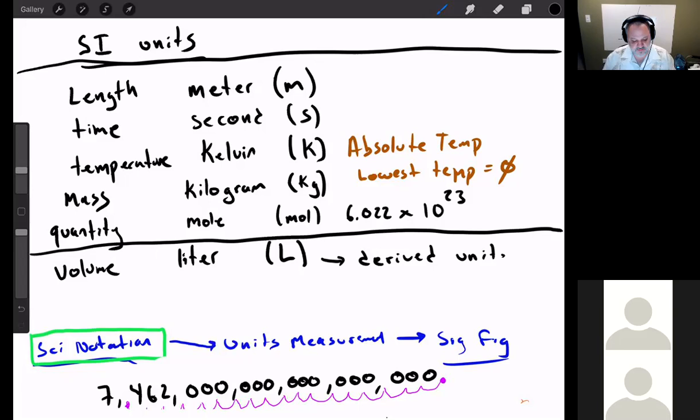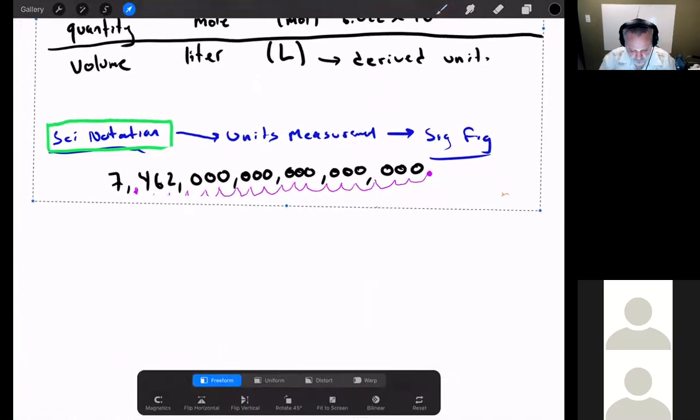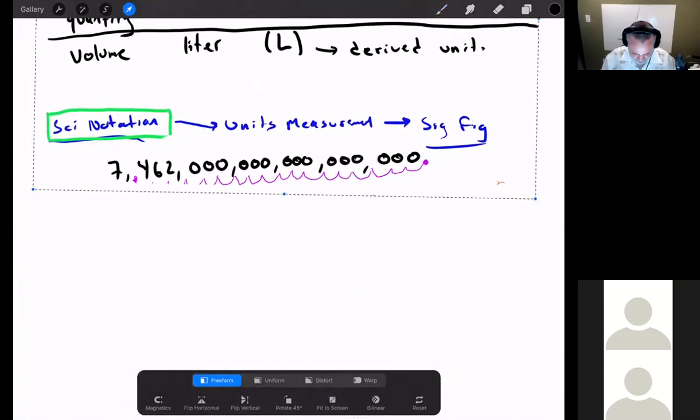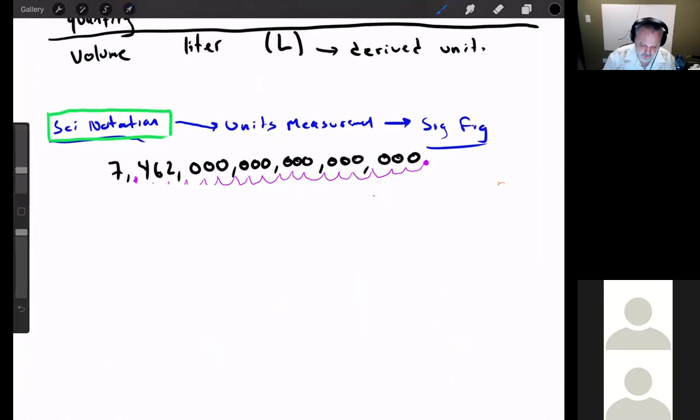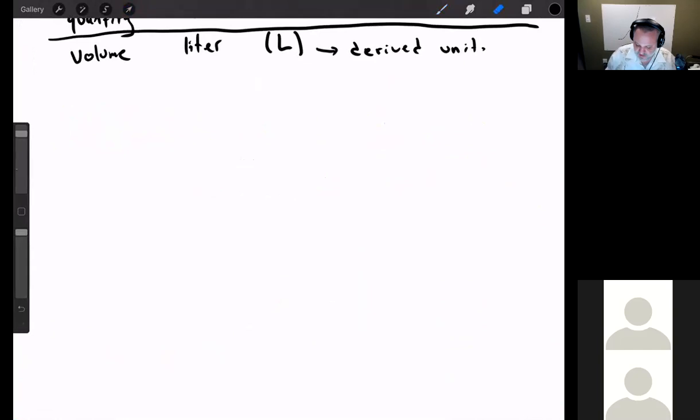All right, so let's talk about derived units for a second. So we've got into scientific notation. We're well into the units of measurement. And the next thing we're going to talk about is sig figs. So we'll leave that to the bottom here. But let's talk about a derived unit.